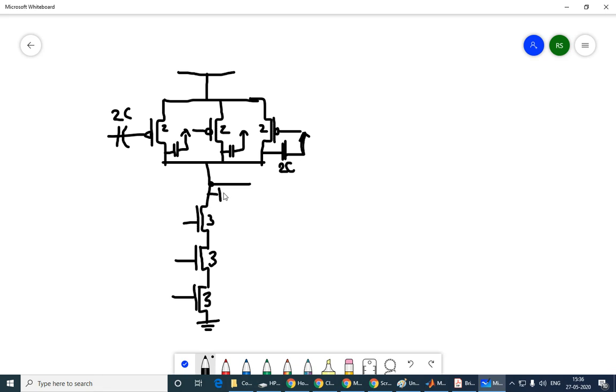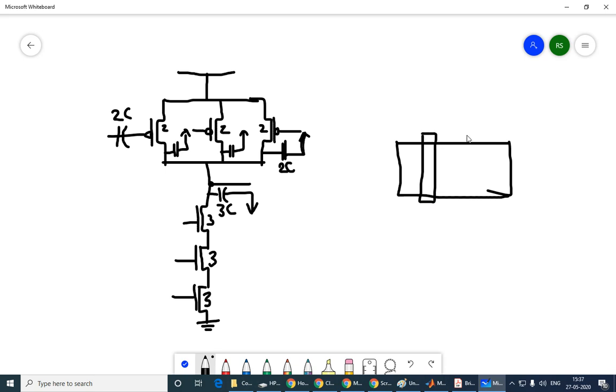Okay, and its size is 3, which means the value of this capacitance is 3C. Now we have to be a little careful. Two transistors are in series. Let us remember what the layout will be like if two transistors are in series. Okay, and we have the layout.